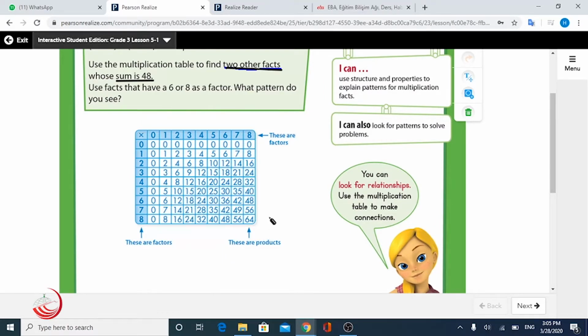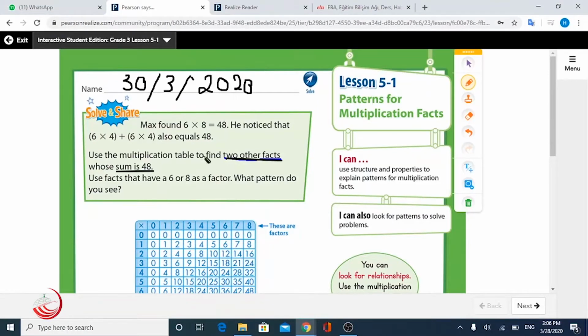Through these lessons we're going to learn the pattern of number 0, of 1, of 2 and 4, of 3 and 6 together, and so on. So now let's start. Please open your book at page 237, and start by writing today's date on the top of the page, March 30th, 2020.